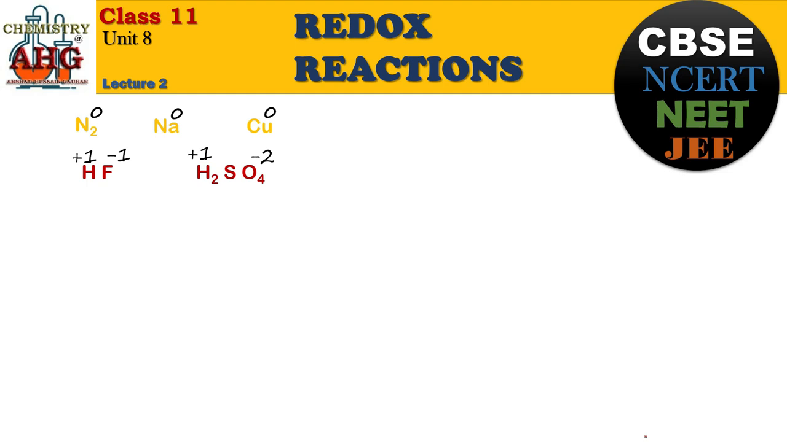This -6 charge will be neutralized, must be neutralized by which atom? It must be neutralized by sulfur. To neutralize -6 charge, sulfur must have an oxidation state, oxidation number of +6. So you see, without taking help of any rule, just looking at the periodic table and just remembering which element is highly electronegative, you can find the oxidation state or oxidation number of any element.